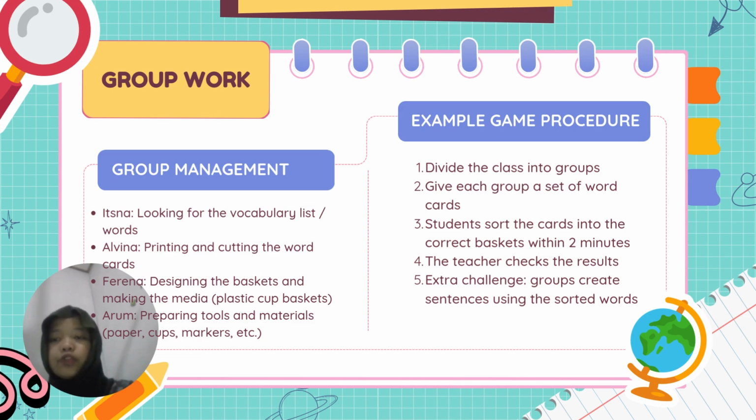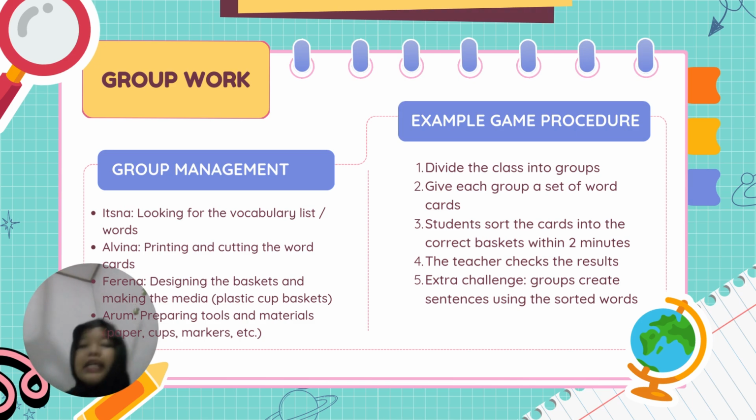Okay, now we move to group work management. For our group work, we divided the tasks to make everything easier. Isna was in charge of finding the vocabulary list, and I handled the printing and cutting of the word cards. Verena designed the baskets and made the media using plastic cups, and Arun prepared the tools and materials like paper, cups, and markers. So, this is how we manage the work in our group.